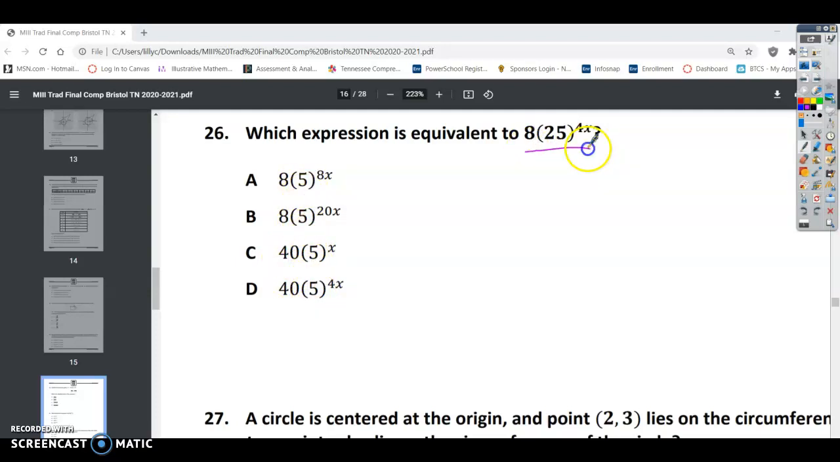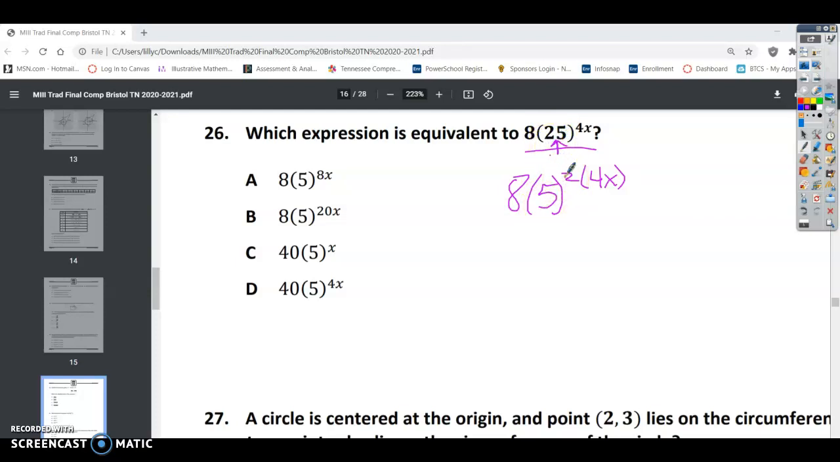So let's look at what we're given, and let's see if we can rewrite 25 in a different form where we can write it as 5. So 25 is the same as 5 squared. Now we already have 4x power here, so we can't change the problem. We're just trying to rewrite the problem. So all we did was rewrite 25 as 5 squared.